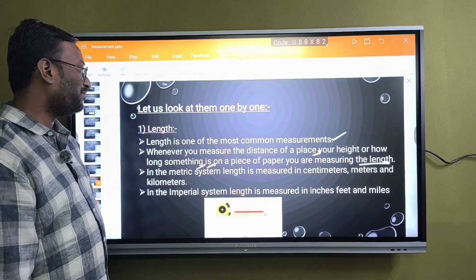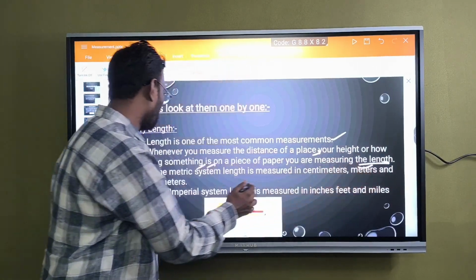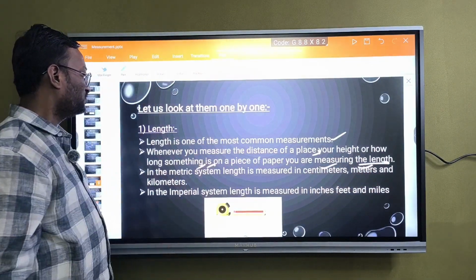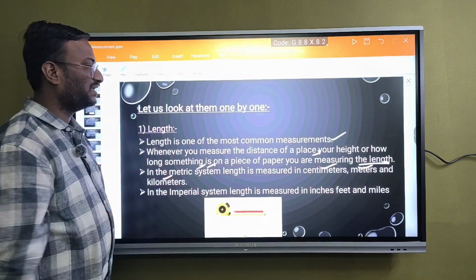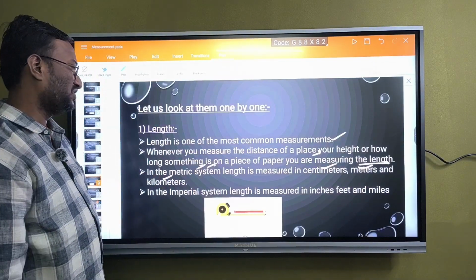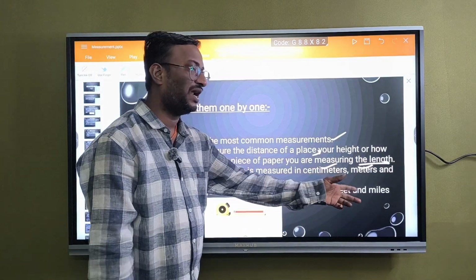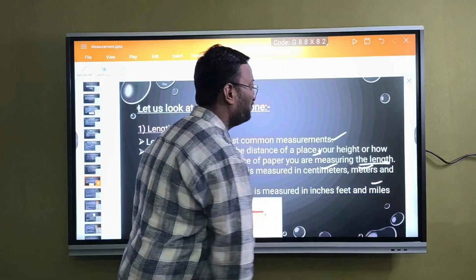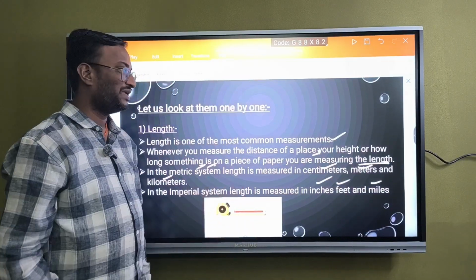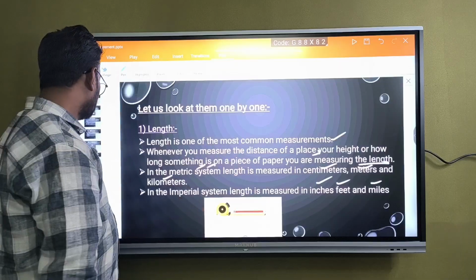In the metric system, length is measured in centimeters, meters and kilometers. So this is how we are going to measure the length in case of the metric system. And in the imperial system, the length is measured in inches, feet and miles. We already discussed this. The imperial system is the US system: inch, feet and miles.